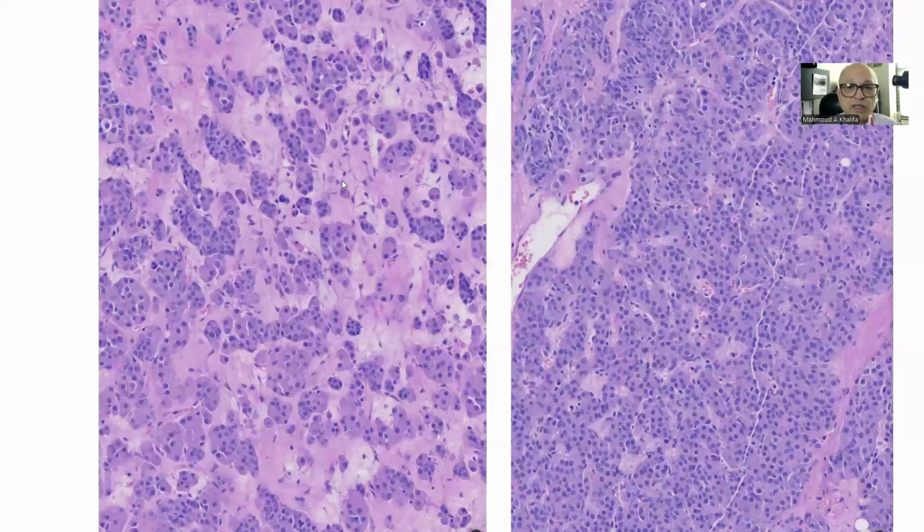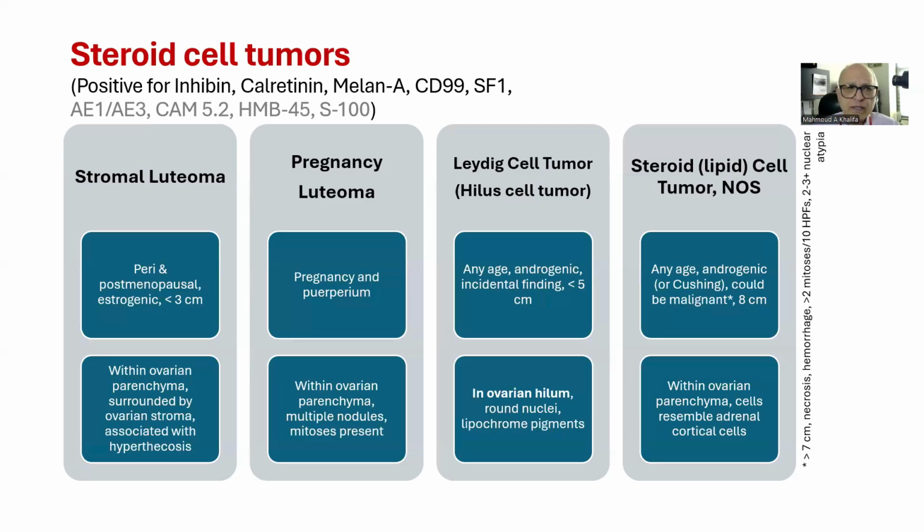From this power, you can see a couple of patterns here. You have individual cells, you have small clusters. On the right, you see arrangement in cords, but more importantly, you see between the cells there are small capillaries that are filled with red blood cells. So this will be a good demonstration of an endocrine active tumor. This tumor is secreting something. It is secreting steroid. And here's the classification of steroid cell tumor.